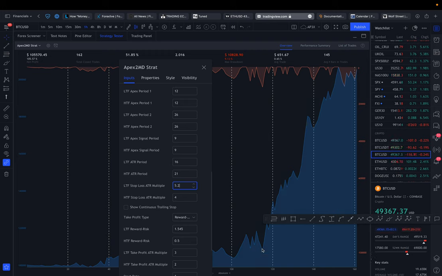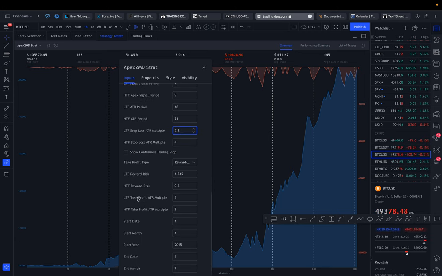Basically, let's say this is the price of Bitcoin. There's always pullbacks. You don't want to be stopped out because there is this pullback. Let's say you're long here. You want your stop loss to be far enough so you don't get stopped out from these sideways consolidation and pullbacks. So that's what the stop loss does.